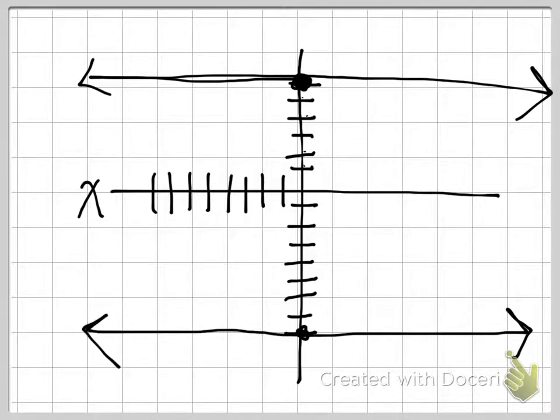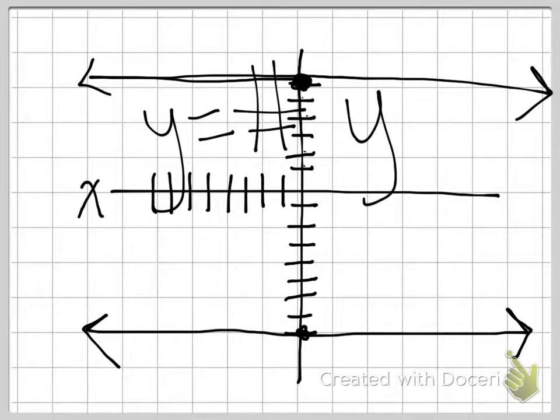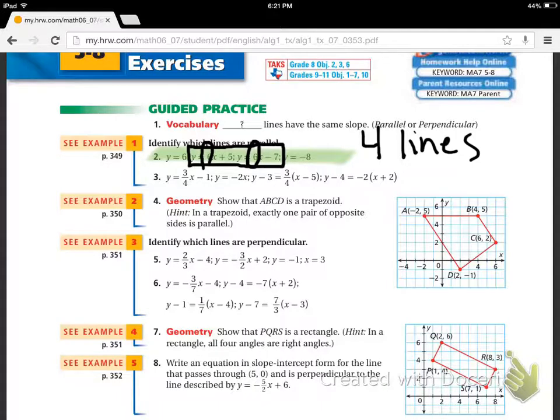And there you go. Because it's y equals a number, these are horizontal lines. They have a 0 slope because they don't go up and down, but they are parallel. So if you ever have something that is just y equals a number, it's always going to be parallel to anything else that's y equals a number. So then that means that this line and this line are parallel, and this line and this line are parallel.